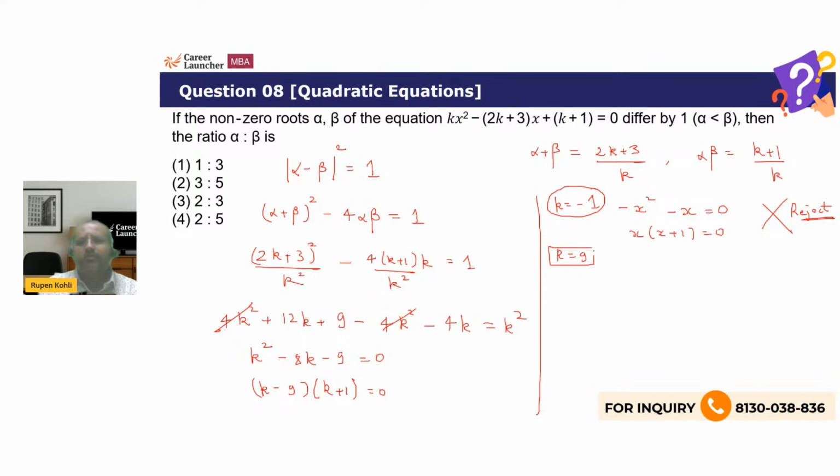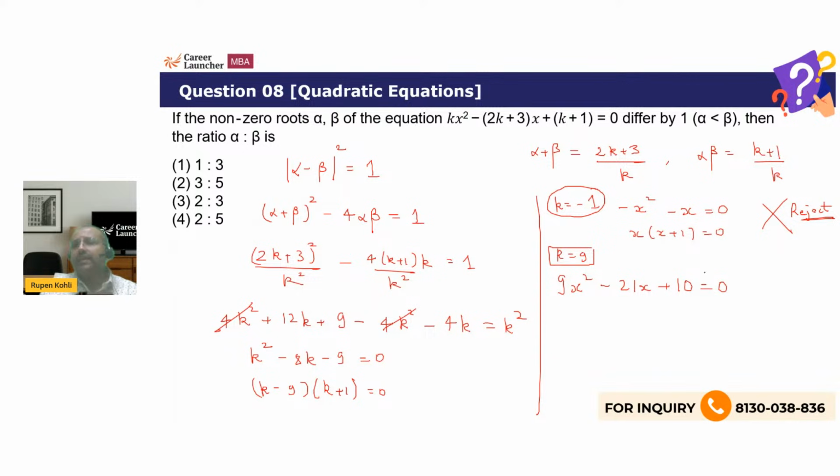Now, once you have the value of k, you have the quadratic. You can then find the roots and find the ratio also, right? So final step, k equal to 9. Put that over here. Your actual equation is 9x square minus 9 into 2, 18 plus 3, 21x plus 9 plus 1, 10 equal to 0. Okay, so factorize कर लेते हैं. Let's try. Roots rational ही होने चाहिए because ratio is also rational, right?